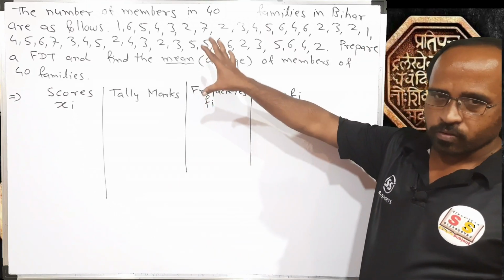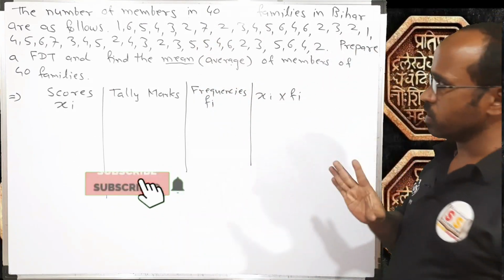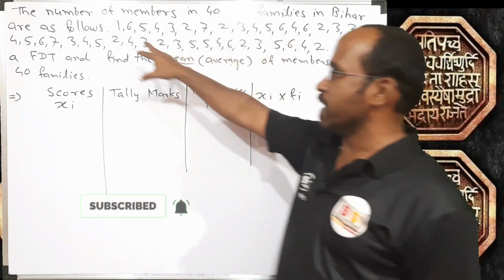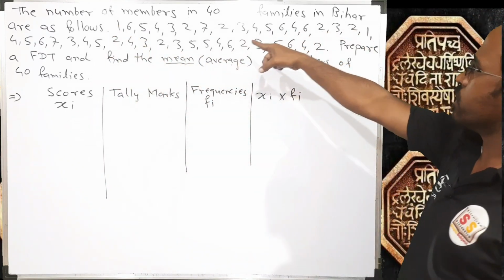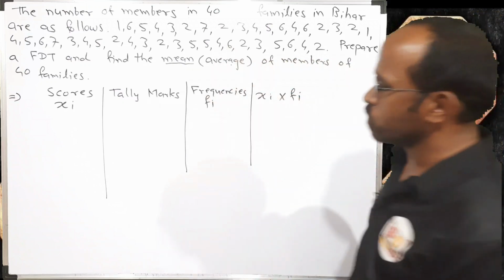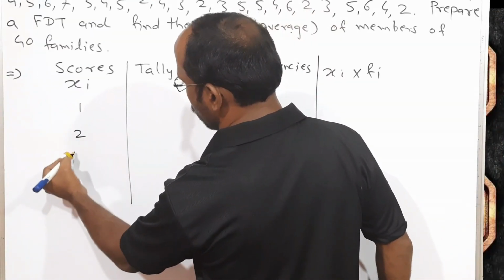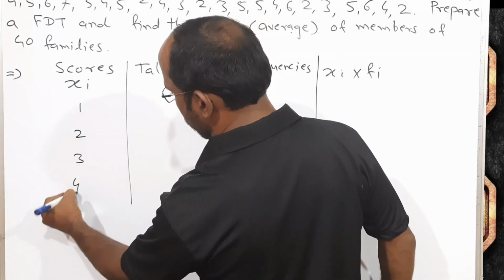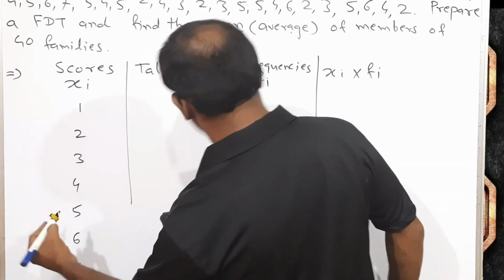So first column requires observation. Please observe it carefully. In the last example, I lost one number. So minimum members, definitely we start from 1. Maximum I observed is 7. Okay, so let's write range from 1, 2, 3, 4, 5, 6, 7.